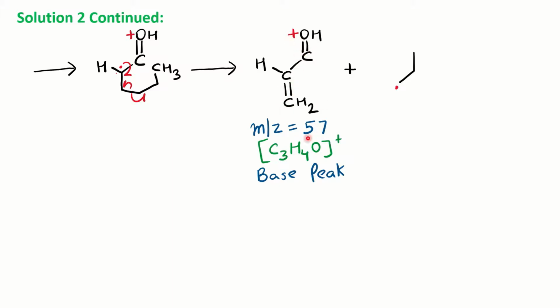Okay, so the mass of it is 57 if you calculate C3H4O, and it is the base peak in case of cyclohexanol because the base peak says this particular carbocation is the most stable. So this was the second fragmentation of cyclohexanol.